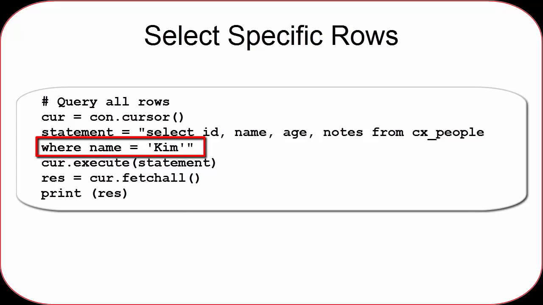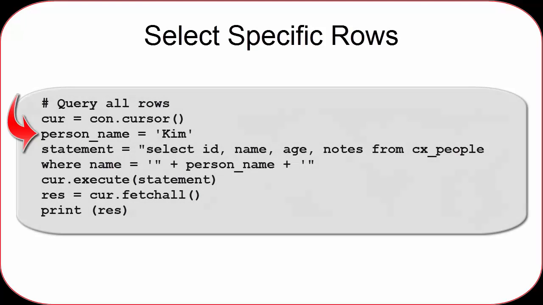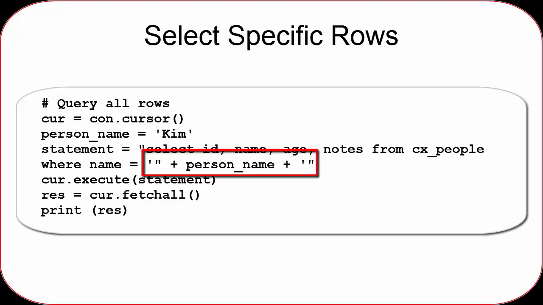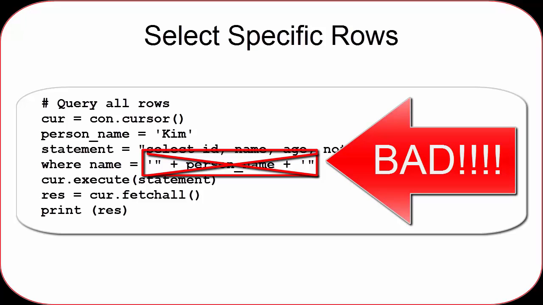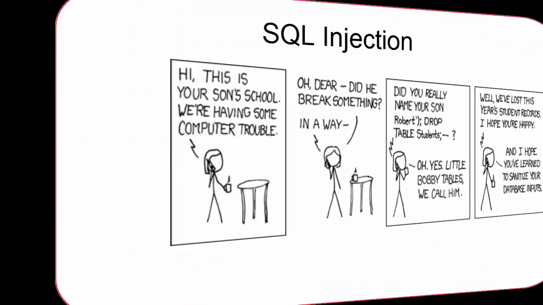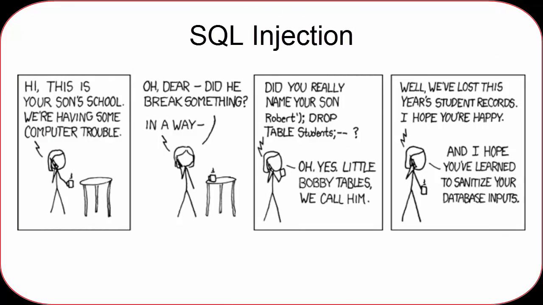However, if we want to be able to accept user input to allow them to choose the record that they want to return, we could accept the value from the user. We'll just define it here for simplicity's sake. Then we could concatenate the value into the statement string like so. Do not do this ever in any kind of statement. This leaves you open to a security vulnerability known as a SQL Injection attack.